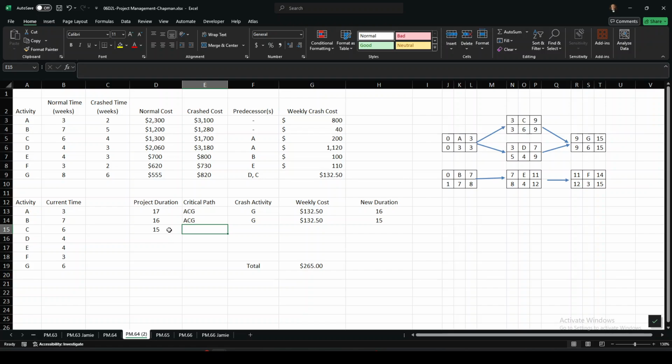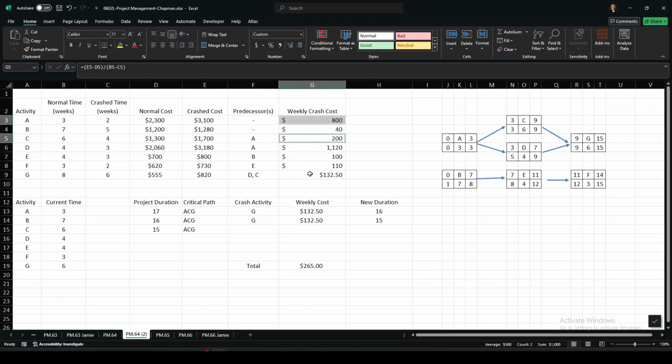So now, has the critical path changed? And what we do is we look for slack. No, there's still slack here. There's still slack here, although it's just 1 week. But this means that ACG is still the longest path, and it is the critical path. And there's no slack. The challenge here is, okay, wait a minute, we've crashed G twice. We can't crash G anymore. Which way are we going to crash next?